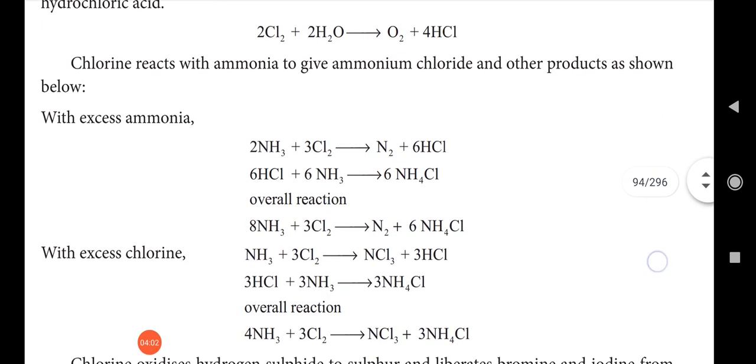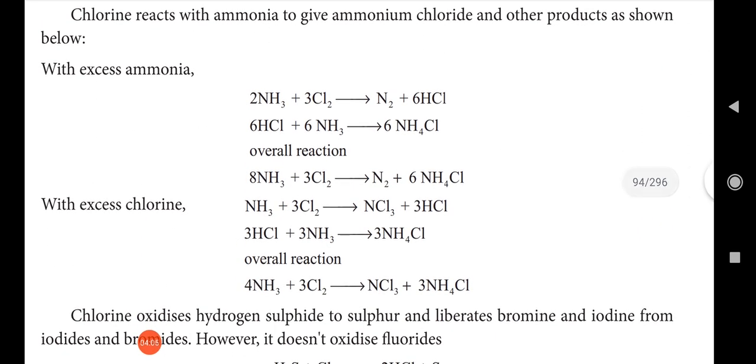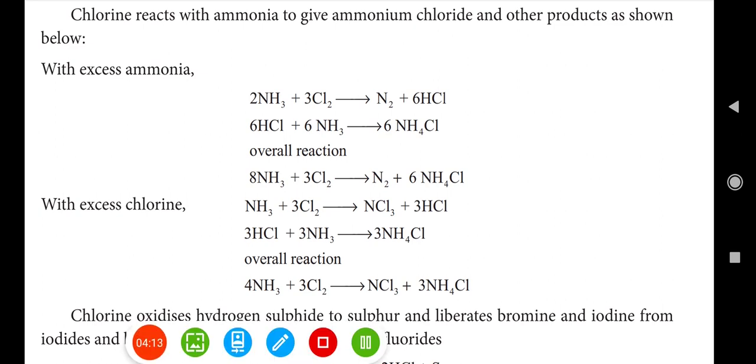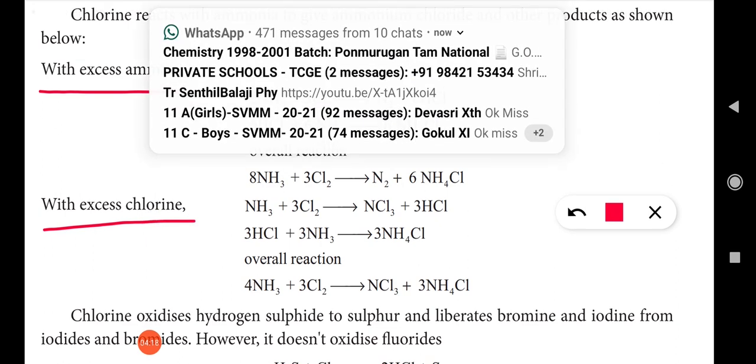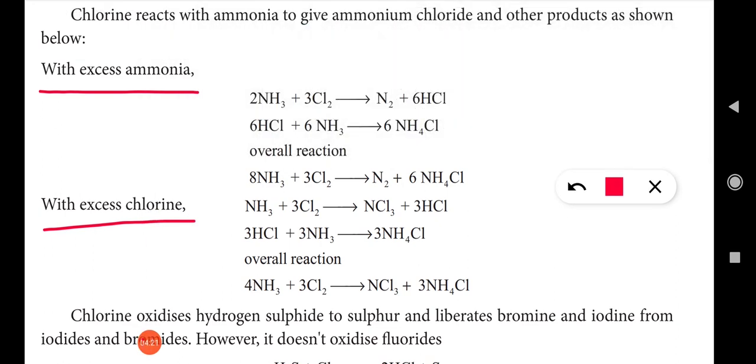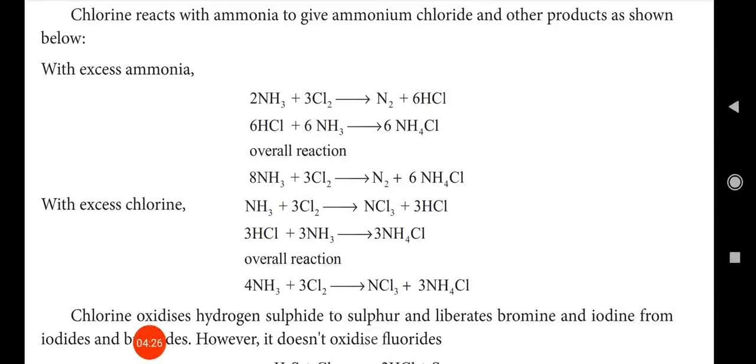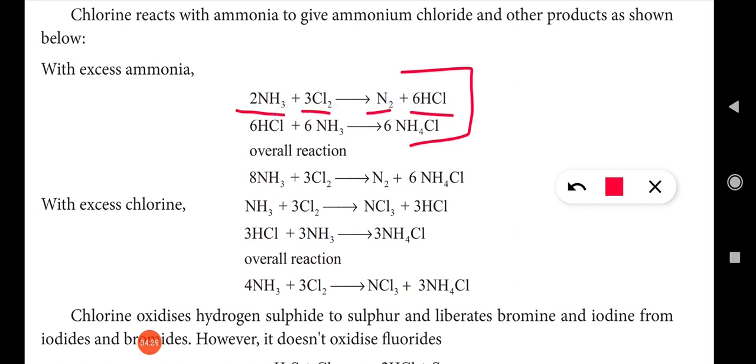Then chlorine reacts with ammonia to give ammonium chloride, and some other products are also formed. They are listed below, in two categories: first with excess of ammonia, next with excess of chlorine. Ammonia reacts with chlorine to form ammonium chloride. This happens in two steps. First ammonia reacts with chlorine to form molecular nitrogen and hydrochloric acid.